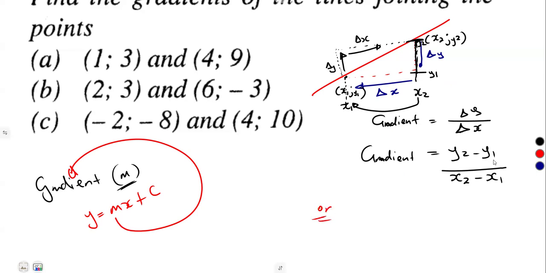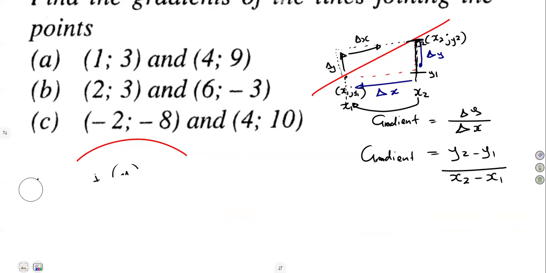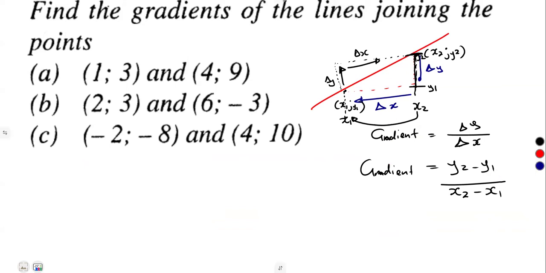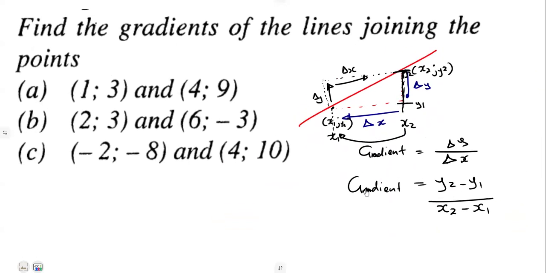Or you can use the formula with y1 minus y2 over x1 minus x2. You must be very careful about the formula. If you start with a 2, make sure the denominator also starts with a 2. If you start with a 1, make sure the denominator also starts with a 1 on the x values. So as not to confuse you, I'm going to use the first formula, but if you prefer the second one, then use it. It's not a problem. So this is basically the gradient.